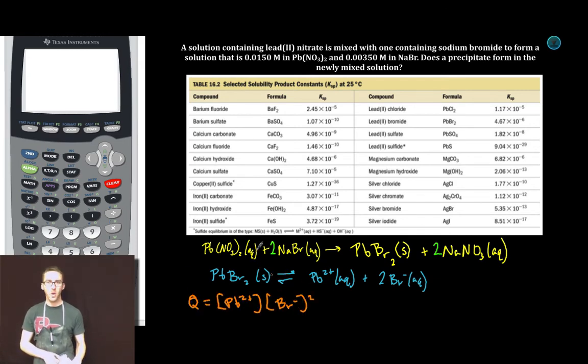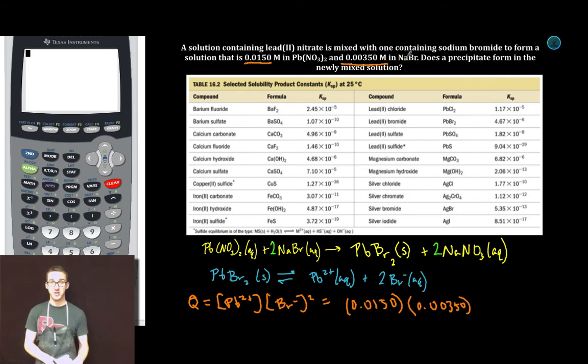And we're told that once our original solutions are mixed, the solution is 0.0150 molar in lead-2 nitrate and 0.00350 molar in sodium bromide, which means that my lead-2 ion concentration is 0.0150 because the ratio of lead-2 to lead-2 nitrate is 1:1, and bromide ion is 0.00350. Again, because the ratio of bromide ion to sodium bromide is 1:1.